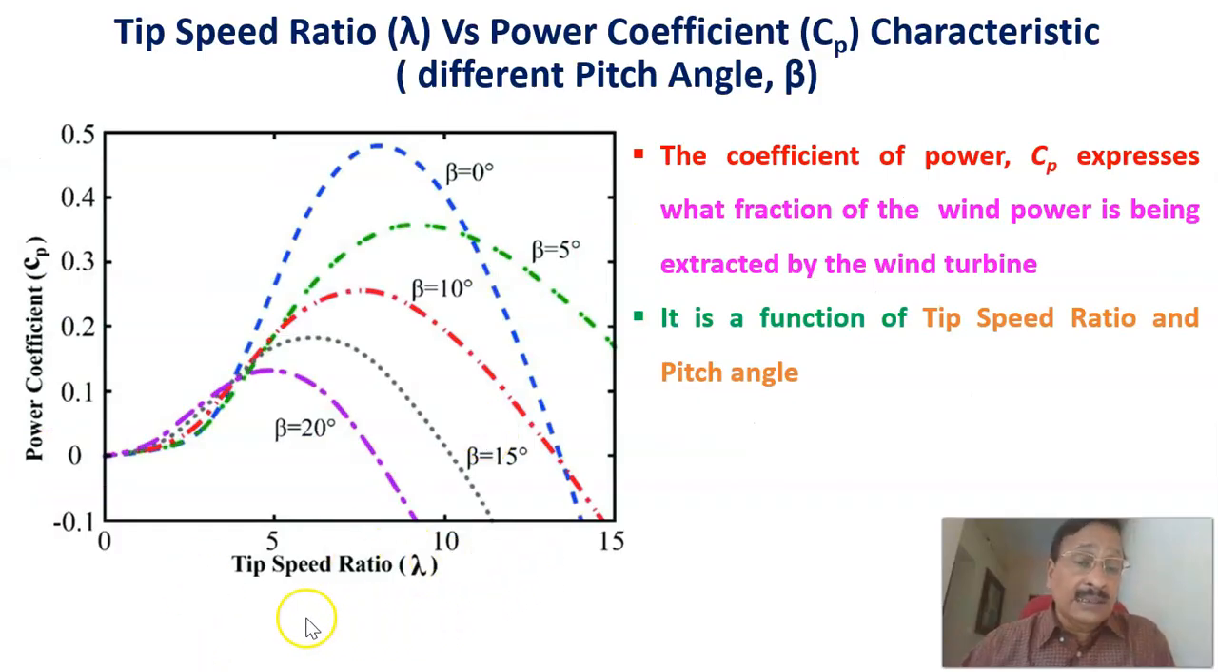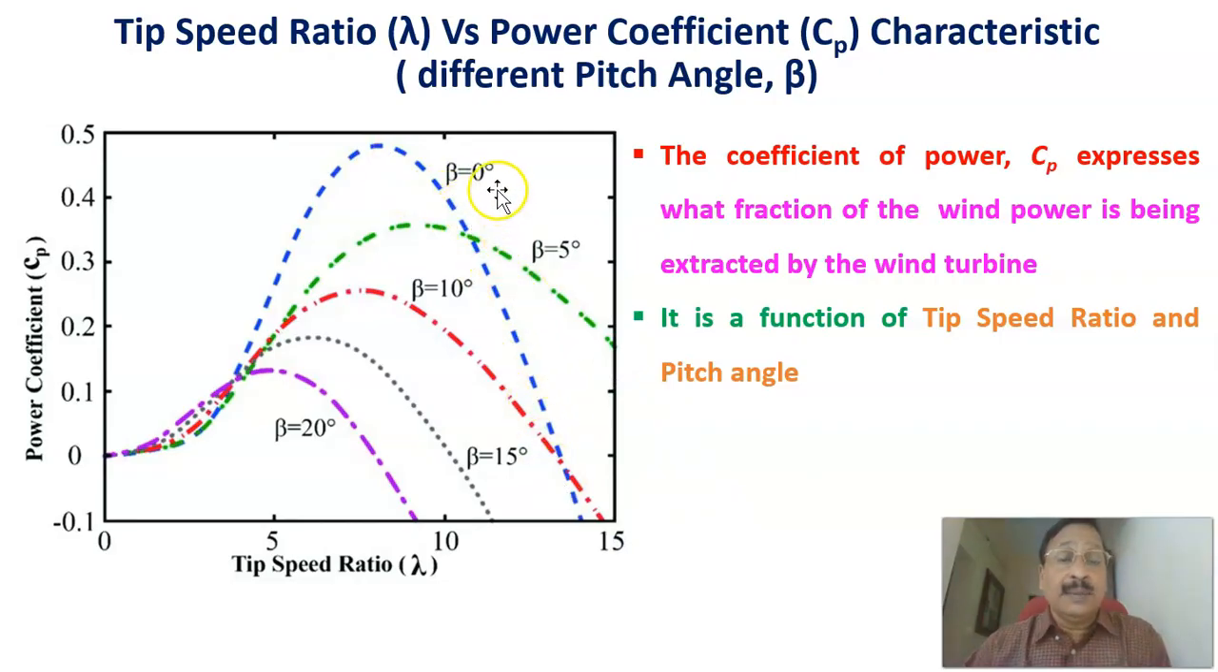Now we have already seen the tip speed ratio TSR and pitch angle, and how they are related to the power coefficient CP. This is a plot of the power coefficient CP on the y-axis, varying with the tip speed ratio lambda, and of course for different pitch angles beta.